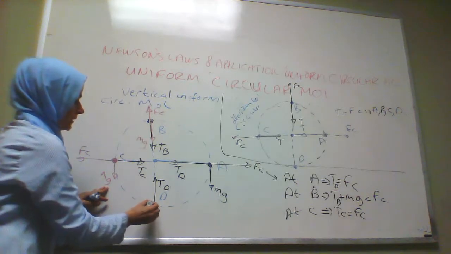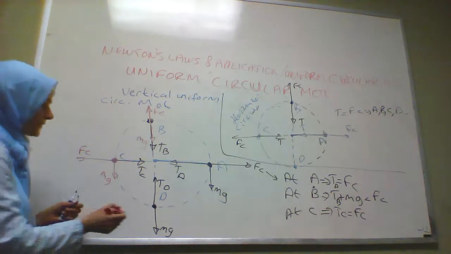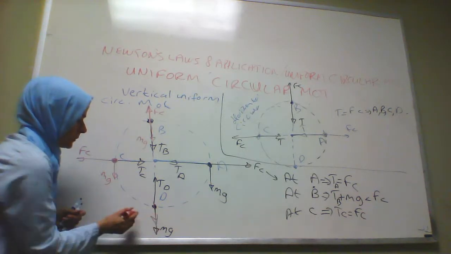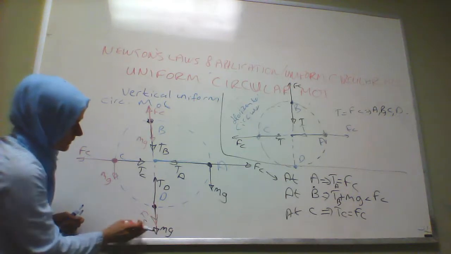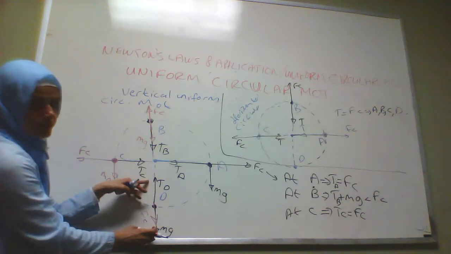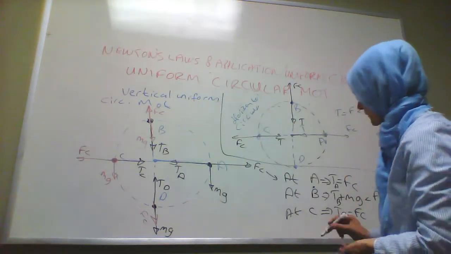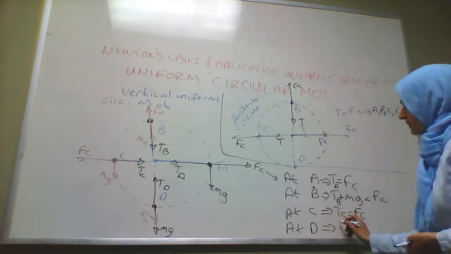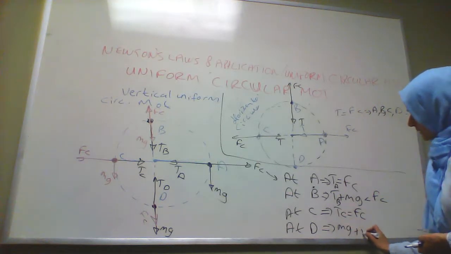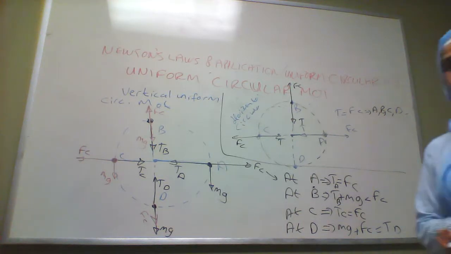At point D, we have mg down. And now Fc, the centripetal force, is in the same direction as mg. Downward forces are mg plus Fc. Upward force is only TD, and they are equal to each other because the system is in equilibrium. So at point D, mg plus Fc is equal to TD, and we can find TD from there.